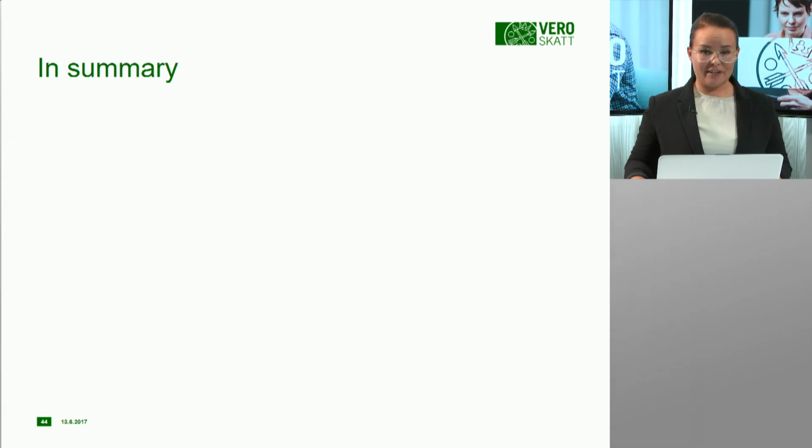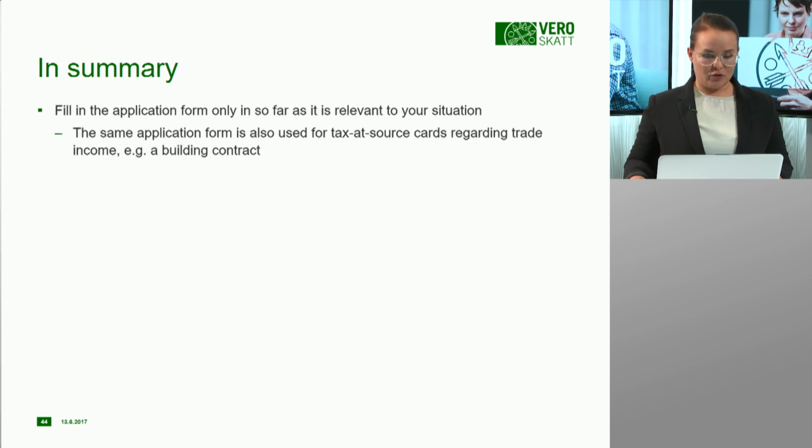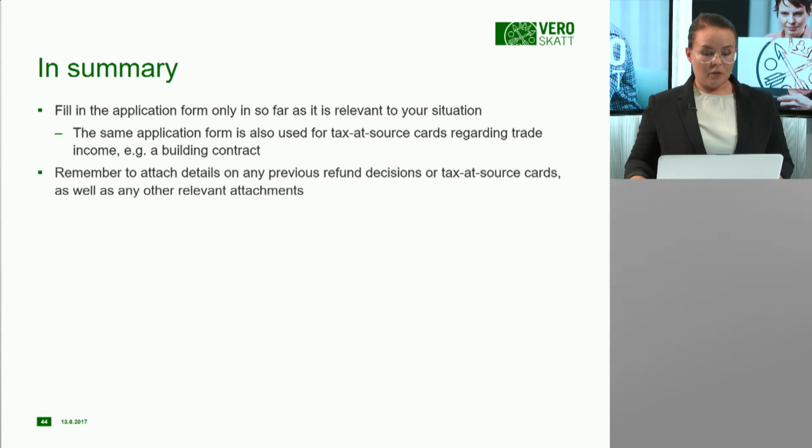And lastly, here's a summary for all the slides and important points that we went through. So, fill in the application form only insofar as it is relevant to your situation. The same application form is used for the tax at source card regarding the trade income, for example, building contract. Remember to attach details for any previous refund decisions or tax at source cards, as well as any other relevant attachments.